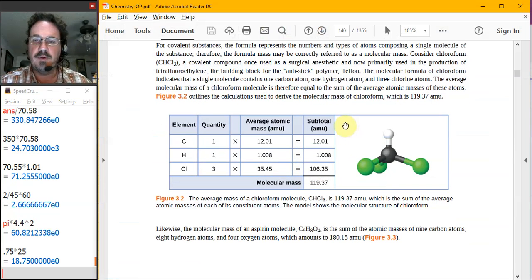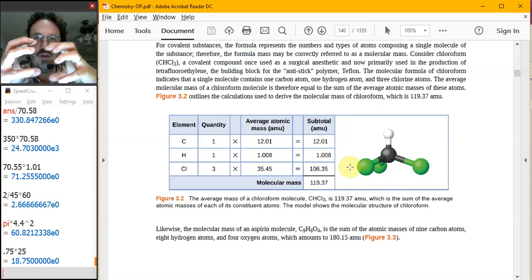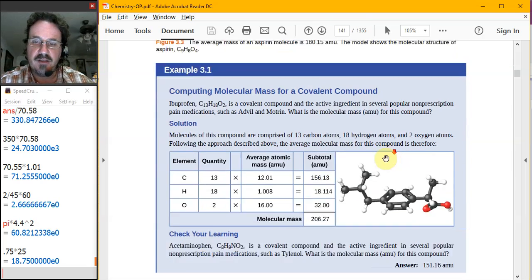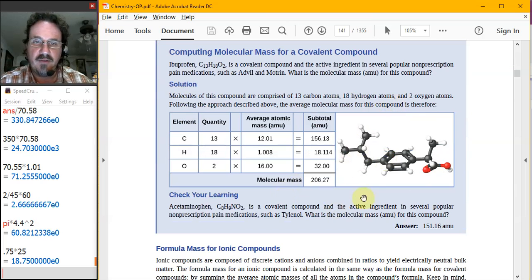Here from the textbook is the molecule for a covalent compound, the one that we just looked at, CHCl3, and it's these 5 atoms. They're all bound together and they come as a unit, and so that's a molecule. Here's another larger one, that's aspirin. Here's another one, this is acetaminophen. And this is ibuprofen, and so it's a molecule.